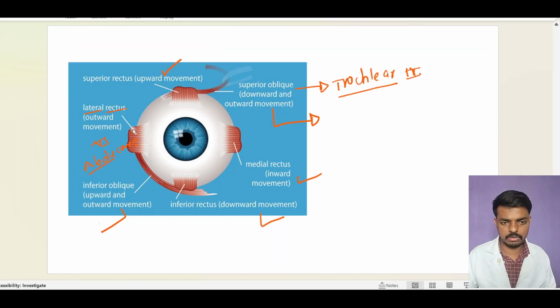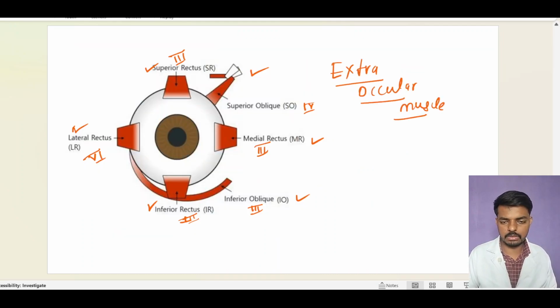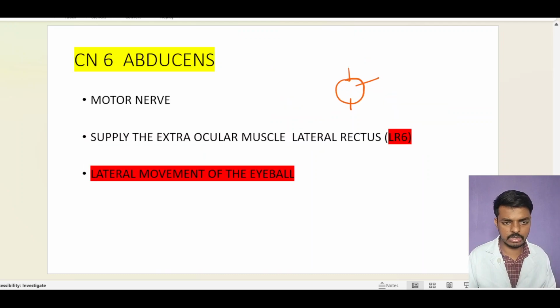You will see it in the slide. Okay, this one. Total 3, I have told already. For superior oblique, 4, and for lateral rectus, 6, that is the abducens, and the rest are our oculomotor. So abducens is the 6th cranial nerve, which is responsible for supplying the extraocular muscle, that is the lateral rectus muscle. In total we have 4 rectus and 2 oblique muscles. Among those, the lateral rectus is supplied by our abducens nerve.